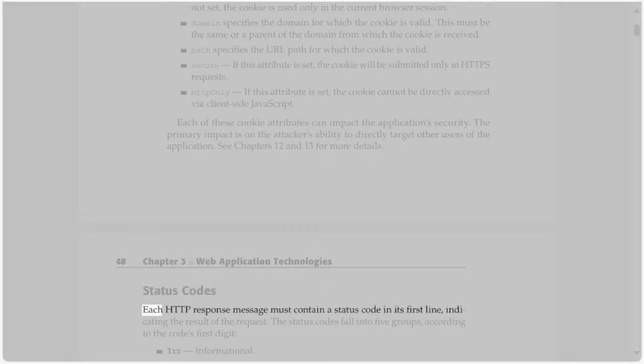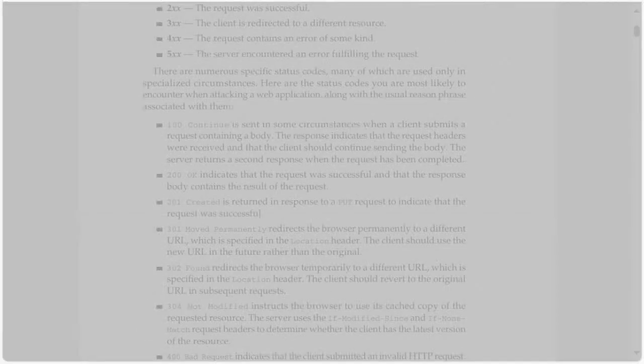Status codes. Each HTTP response message must contain a status code in its first line indicating the result of the request. The status codes fall into 5 groups according to the code's first digit. 1XX informational. 2XX the request was successful. 3XX the client is redirected to a different resource. 4XX the request contains an error of some kind. 5XX the server encountered an error fulfilling the request.